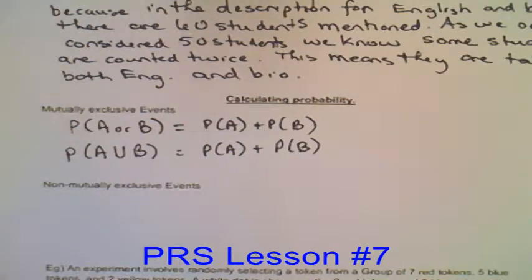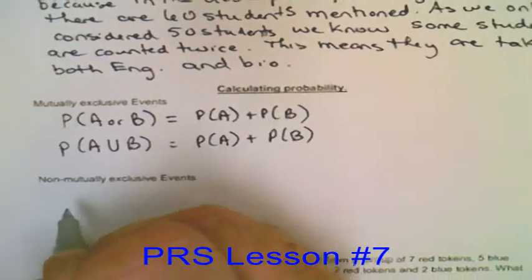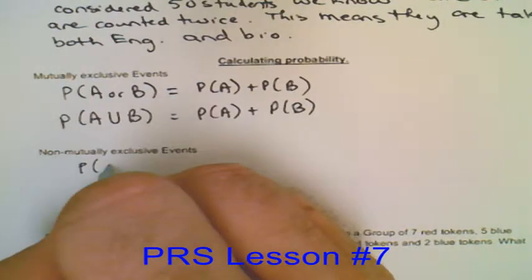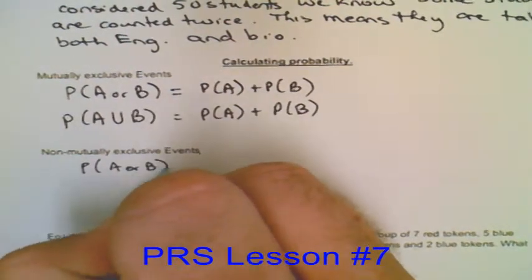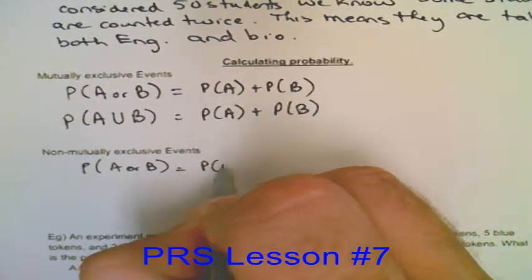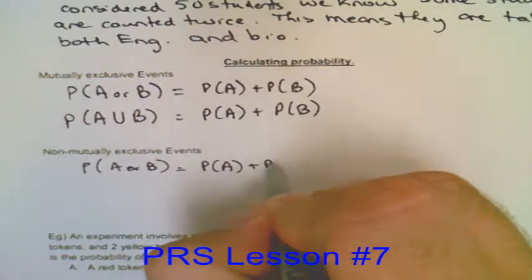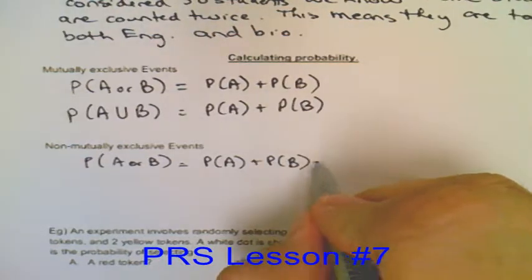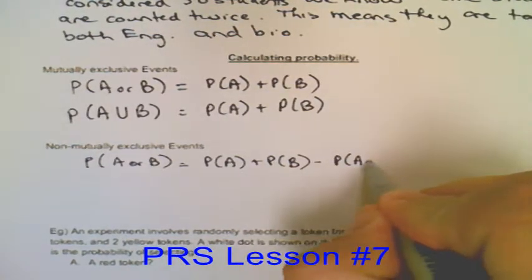Okay? Or could mean union as well. So the probability of A union B is the same thing. This is if they're mutually exclusive. If they're non-mutually exclusive, then that means you've got kids counted twice. You've got situations counted twice.